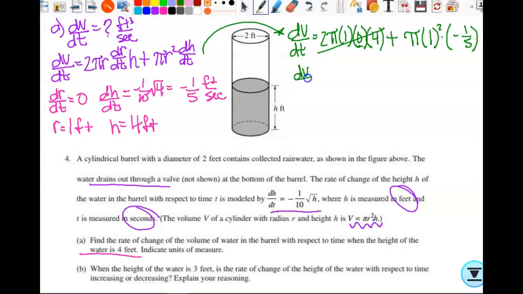So we get that dV/dt is equal to, well, 1 squared is 1, so it's really negative 1/5 pi, and that would be feet cubed per second. Or negative pi over 5, either way.